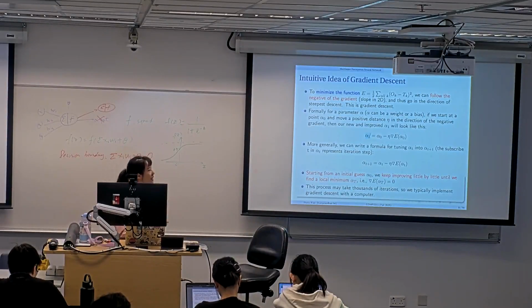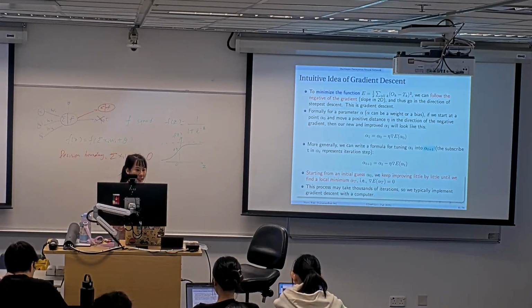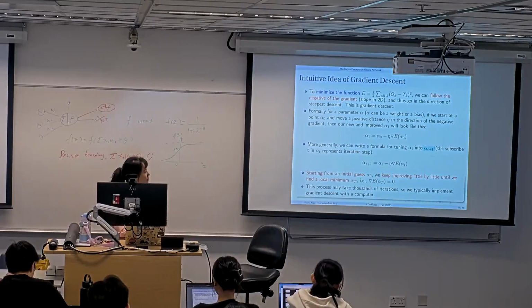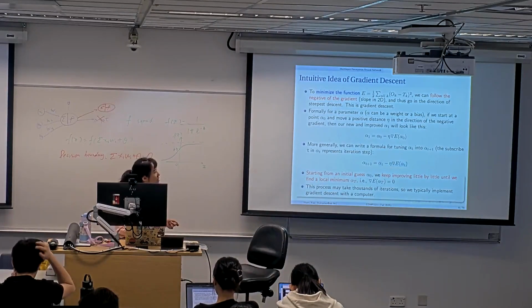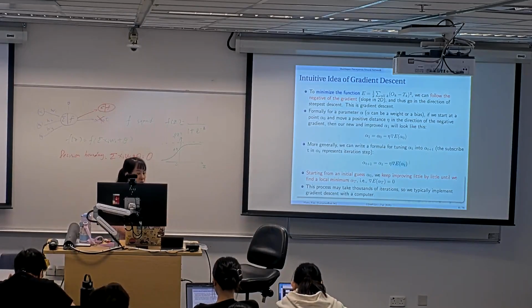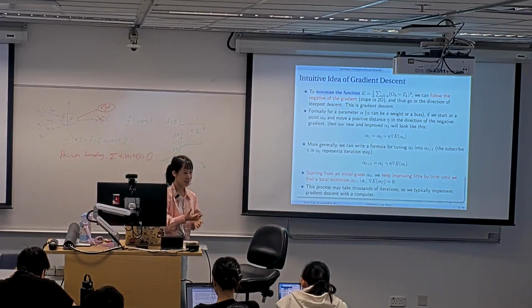So more generally, if we are already at some step t, where the parameter alpha has a value alpha t, then we can turn it into alpha t plus 1. That means the next step after updating, where the subscript t represents the iteration step. Alpha t plus 1 is the last step, alpha t, minus the learning rate eta times the derivative of the error function with regard to alpha t. And we update it to alpha t plus 1. So this is the idea of gradient descent.